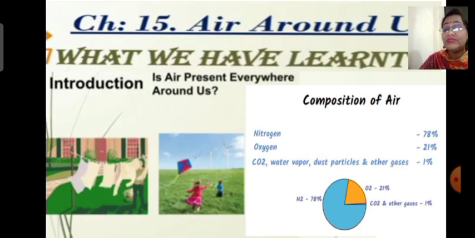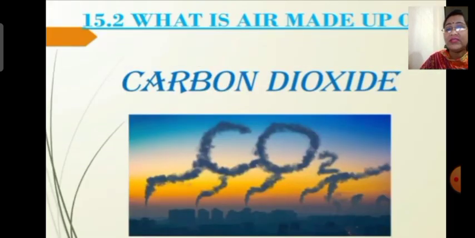As I told you, 78% nitrogen and 21% oxygen is present in air. Now let us know about the next component of air, which is carbon dioxide. Its chemical formula is CO2. Carbon dioxide is a colorless and odorless gas. Children, odorless means it does not have its own smell. It has a slightly sour taste. It is moderately soluble in water, that means it is soluble in water like oxygen.